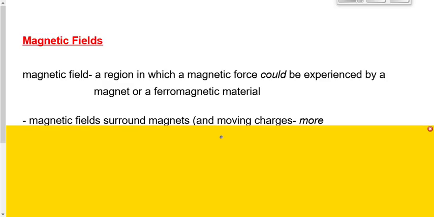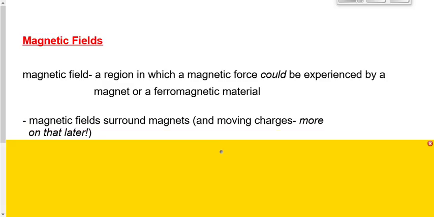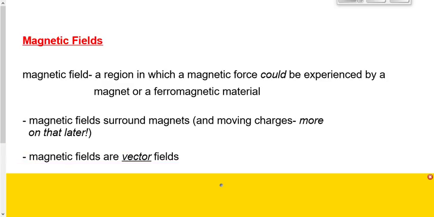Of course, magnetic fields surround magnets, and electric currents or moving charges, and we said we'd talk about that the day after we get back from Easter break. And of course, just like electric fields and gravitational fields, because they have an influence in a particular direction, we're going to say that they're vector fields.